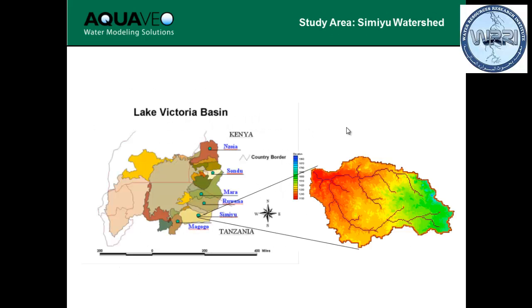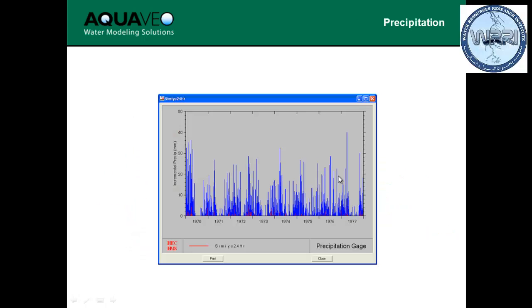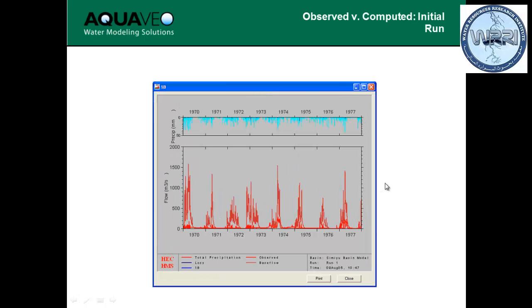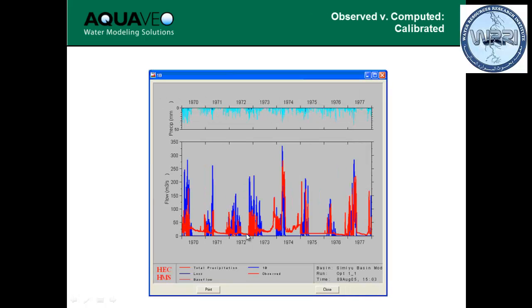So that's the steps. And we did this watershed in Tanzania, and this is the precipitation over 7 years that we used. These are the observed flow rates from that watershed, and then we ran an initial run and got our observed and computed values. Then we calibrated those values, and the red is the observed, the blue is the computed values.